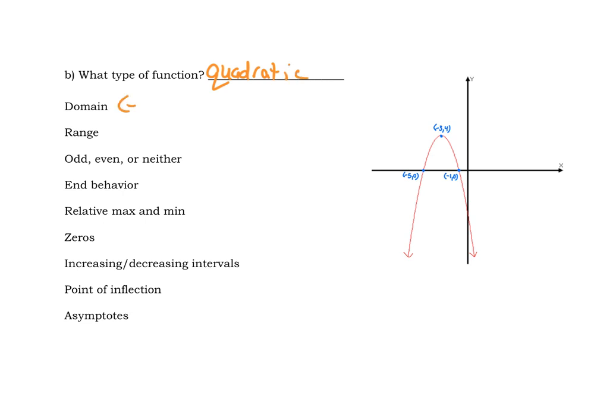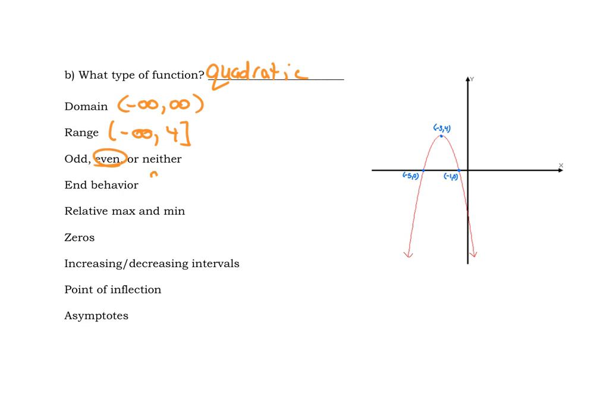The domain of a quadratic is always negative infinity to infinity. The range of a quadratic depends on which way it is facing and what the vertex is. So the bottom of the graph is arrows, so it's negative infinity up to the y-coordinate of 4, and 4 is being used, so I use the bracket.